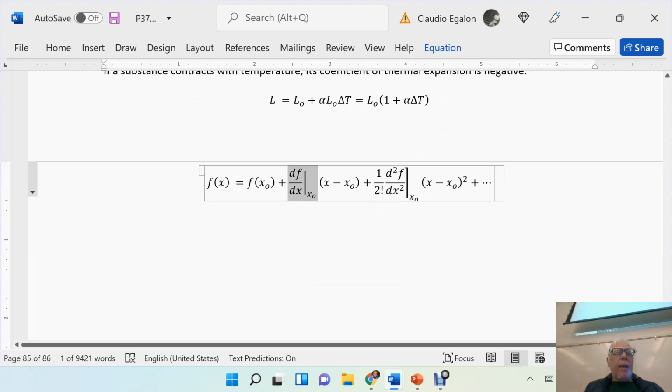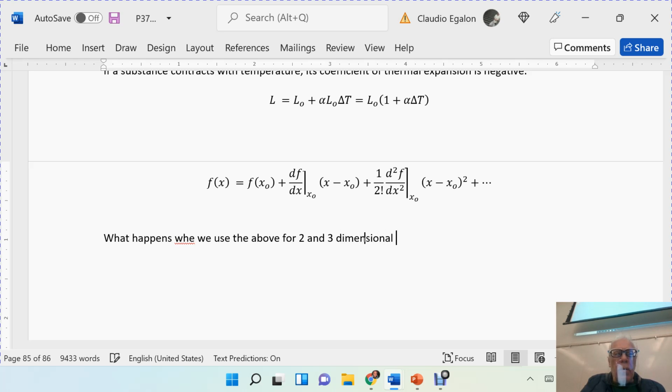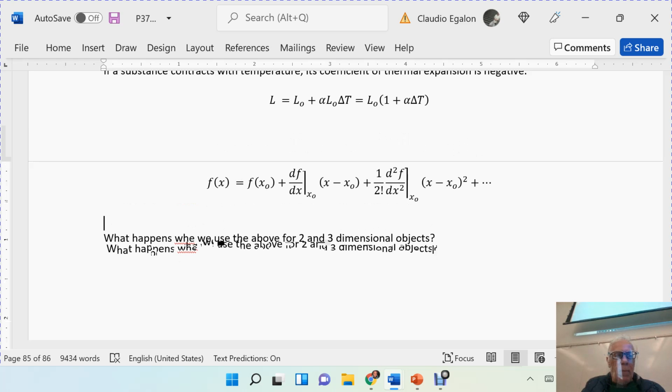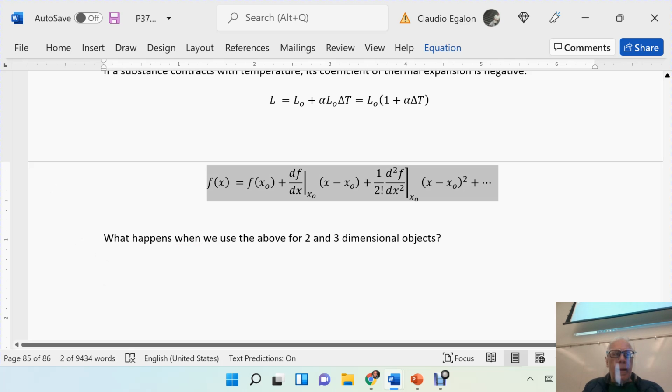So what happens when we use that for two-dimensional objects? What happens when we use the above for 2 and 3-dimensional objects? So you gotta apply 2D.